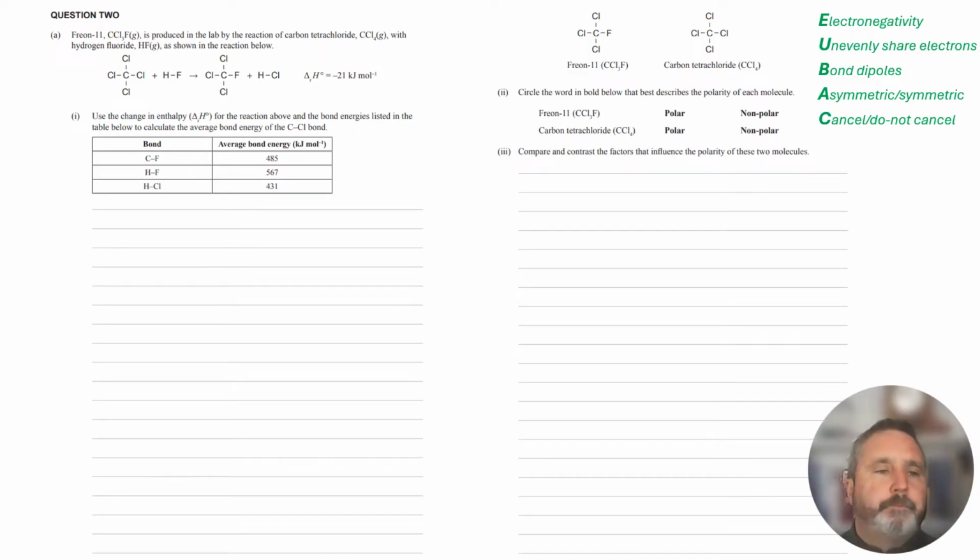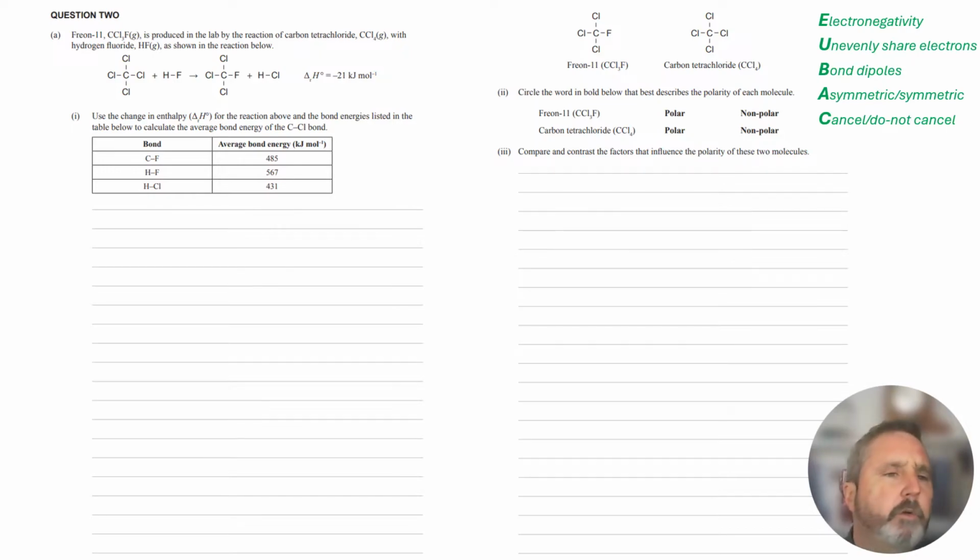Okay, question 2. If we just scan it, we can see that the start of question 2, part A, has a question where we're going to do a calculation using the bond enthalpies or bond energies, average bond energies, and there's one that we're going to do about the polarity. So when I answer a polarity question, I use the acronym UBAC to remind me that I need to talk about electronegativity, uneven sharing of electrons, bond dipoles and symmetry, and finally cancelling, non-cancelling of the bond dipoles.